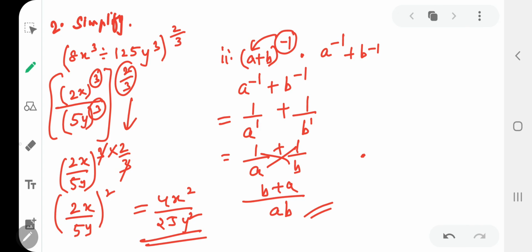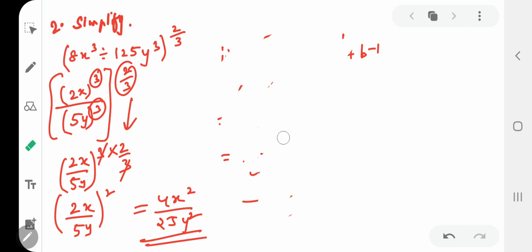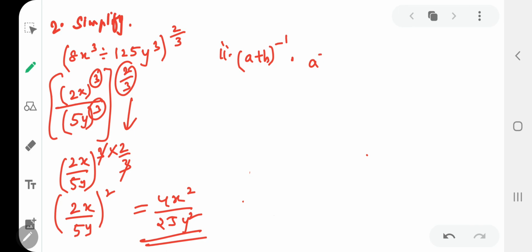I'll erase this problem and do it again for you because I think I have taken the half part only. Okay, so we have your second question is a plus b the whole minus 1 multiply with a minus 1 plus b minus 1.